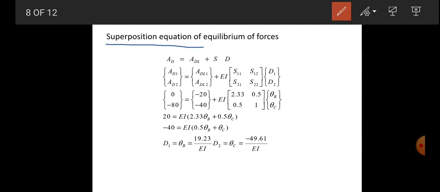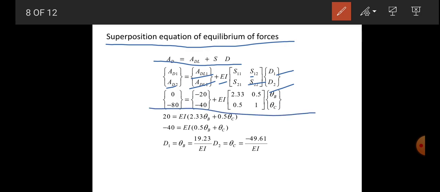Now the next step is superposition, the equation of equilibrium of forces. So the equation is AD is equal to ADL plus S into D. So AD1, AD2 and ADL1, ADL2 plus EI, taking EI outside, S11, S21, S12, S22, and the unknowns are D1 and D2. By putting in all the values calculated above, we have two simultaneous equations. Solving these two simultaneous equations, we have theta b is equal to 19.23 by EI and theta c is equal to minus 49.61 by EI.